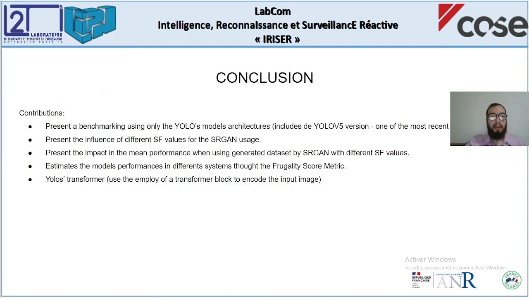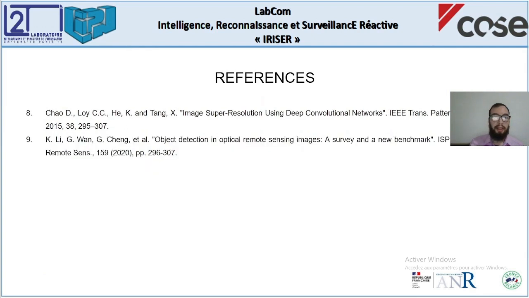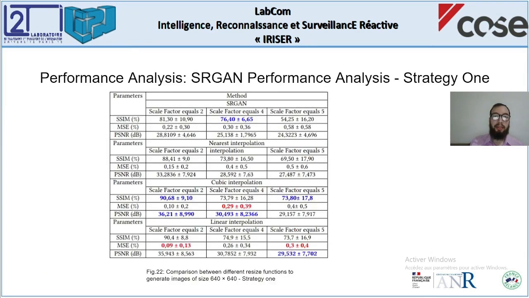So in conclusion, this work presented a benchmark using only the YOLO models architecture, including one of the latest versions, YOLO 5, representing the influence of different scale factor values for the SRGAN usage, the impact on mean performance when using the SRGAN with different values, and estimated the models' performance on different systems using the frugality score metric. And in the end we have seen that the YOLO transformer, which uses the transformer block, has presented the best result.